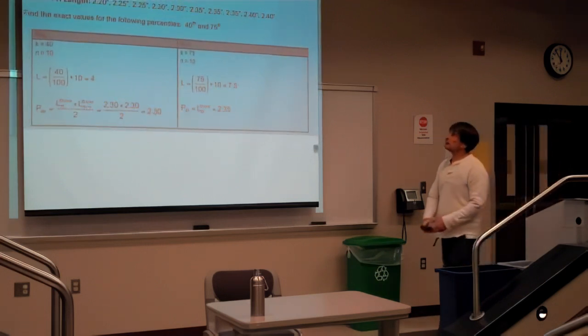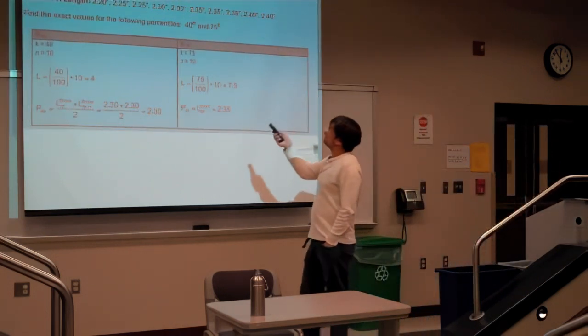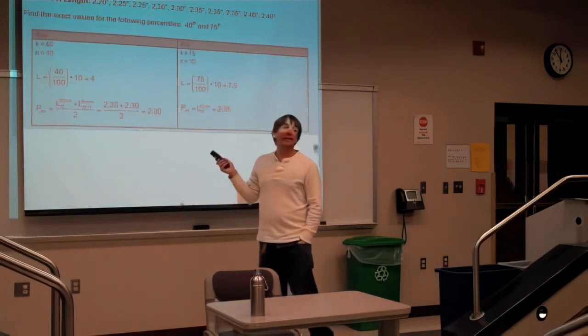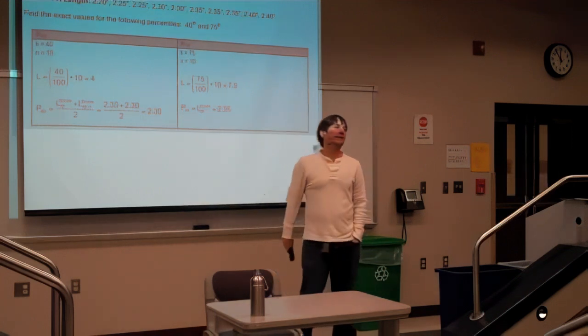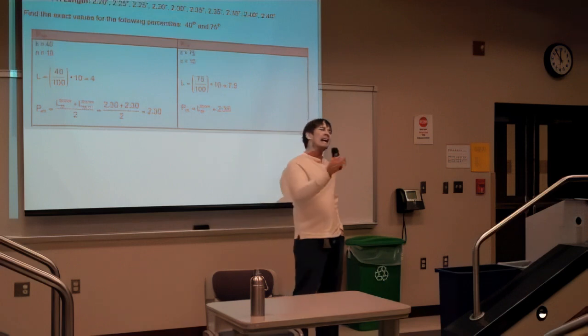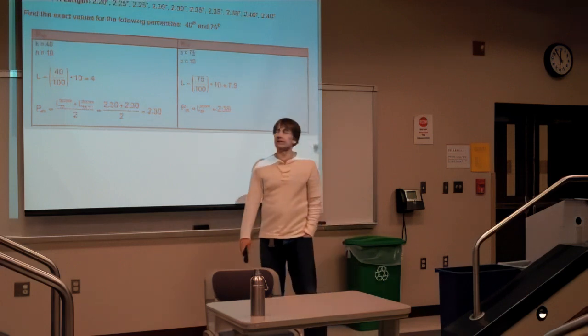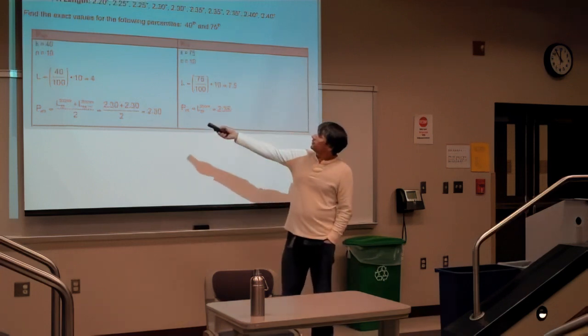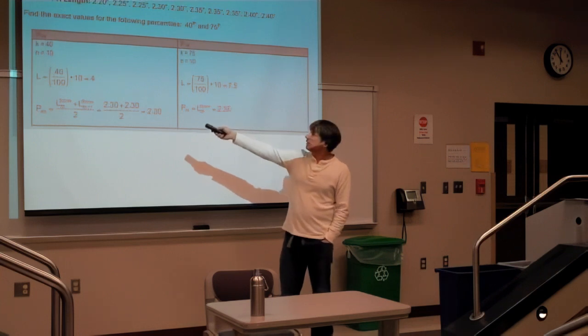All right, so we have the same red box tracks. We want P40 and P75. That's what we're looking for, the exact value of x for those percentiles. Okay, so K is 40, that's the percentile we're looking for.